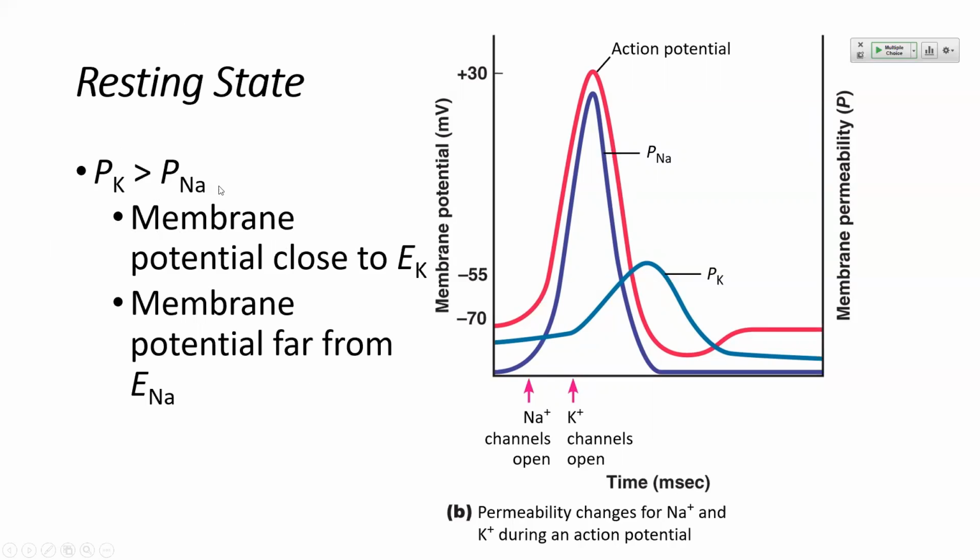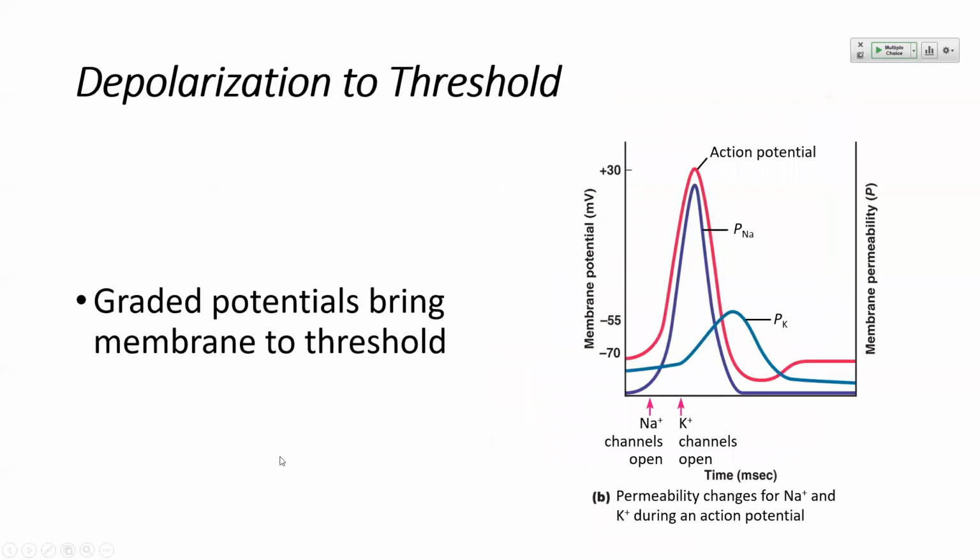And so the membrane potential is close to the equilibrium potential for potassium, which is really negative, way down here, and really far from the equilibrium potential for sodium, which we know to be really positive at positive 30. So this is where we start in the resting state. From there, we have graded potentials that get us to threshold. And graded potentials means that we are having small depolarizing events that can get to that negative 55.